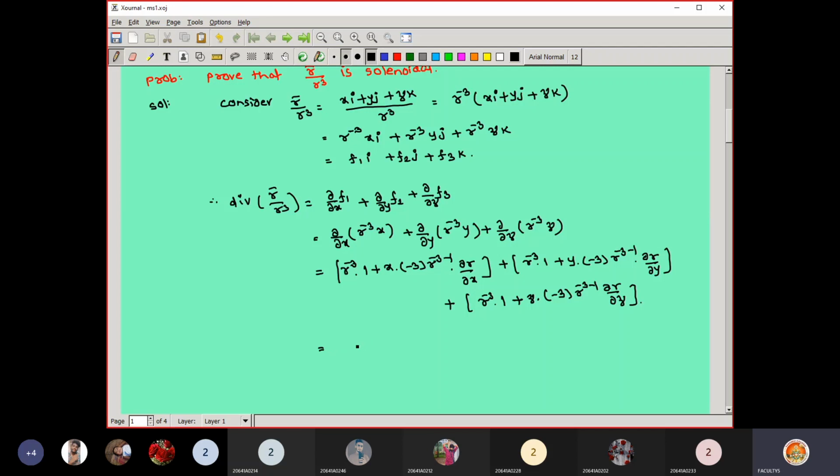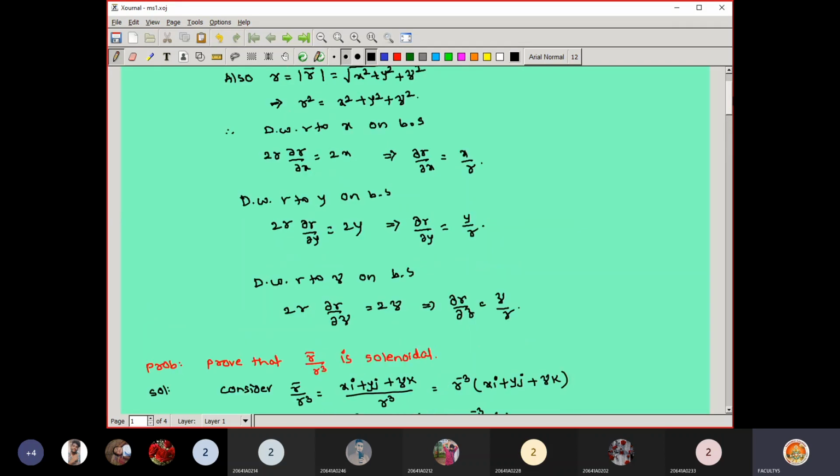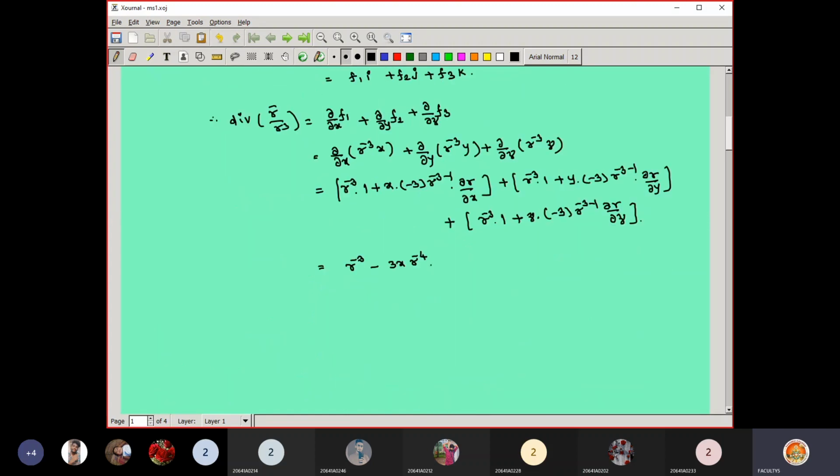So this is equal to, now you are substituting the values here. So what about the simplification now? This becomes directly, I am writing here r power minus 3 plus, that is nothing but minus 3 is there. So minus 3x r to the power of minus 4 dou r by dou x. In the last class we have taken dou r by dou x. Dou r by dou x is generally taken as x by r. So that value you are substituting here. They are not going to mention it here. You need to write down its value.